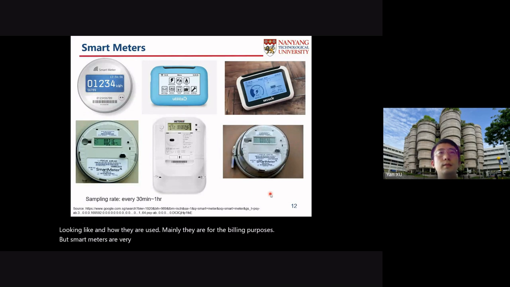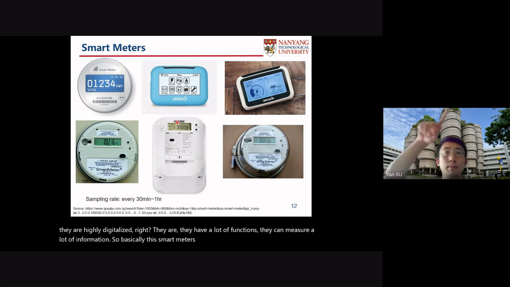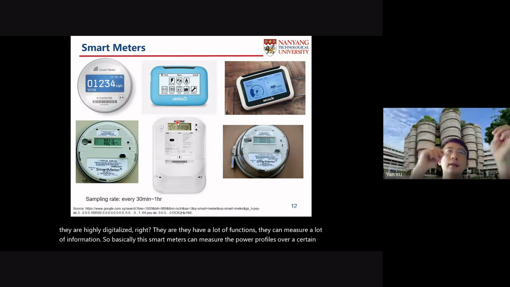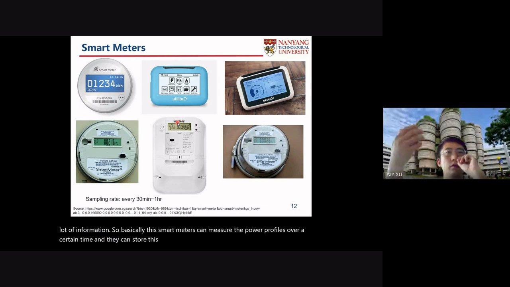Smart meters are kind of digitalized meters. You can see these are some examples. Very differently from the mechanical meters, you can see they are highly digitalized. They have a lot of functions. They can measure a lot of information. Basically, these smart meters can measure the power profiles over a certain time, and they can store this data, and they can also transmit this data to the data server.